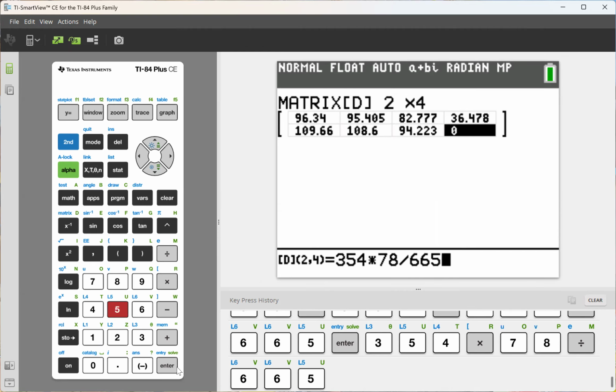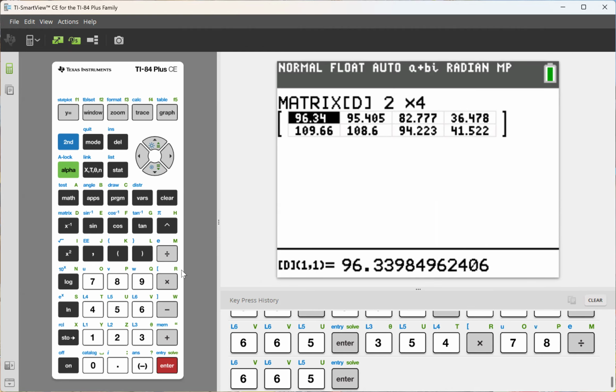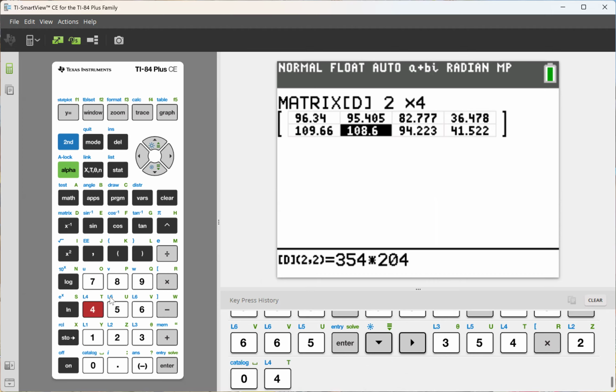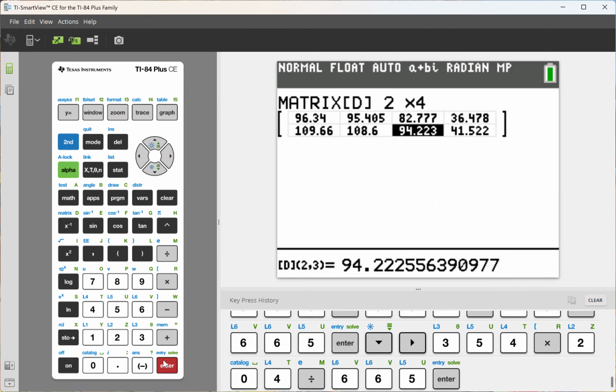And I was kind of spacing out a little bit on this one here. So I'm going to go check that. So 354 times 204 divided by 665. I think it was okay. All right. So now we're going to exit out of here.